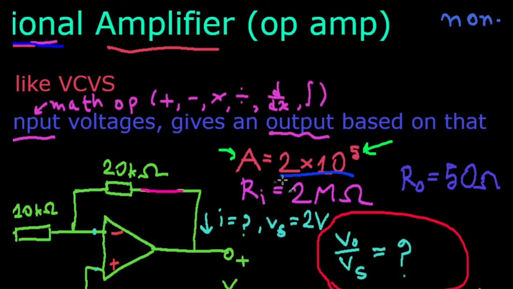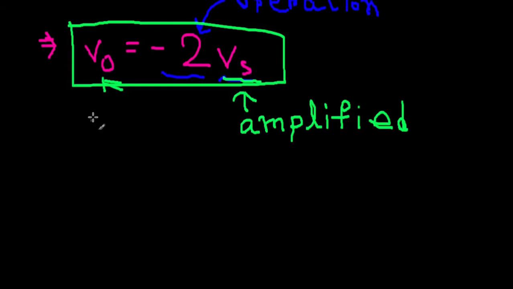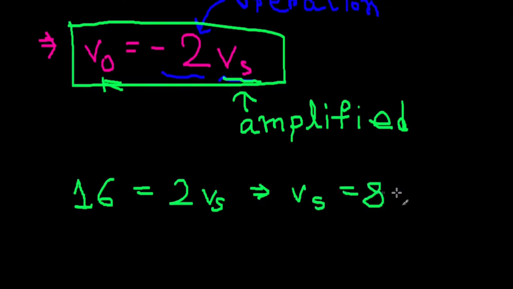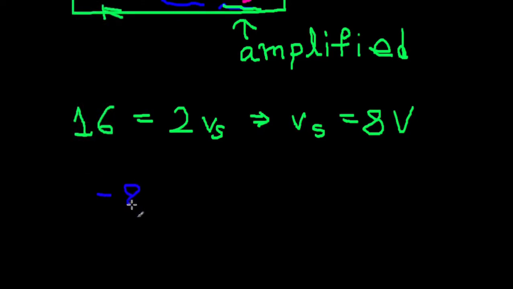this one is not. Suppose I take the same limitations for V naught. Suppose, at most, which is the value of the power supply, the maximum value of V naught is 16, and I'm going to work with magnitudes because that's a plus-minus thing here. So if that's 16, this is equal to 2 Vs, and Vs equals 8 volts. Basically it means Vs is going to be limited from -8 volts to 8 volts.